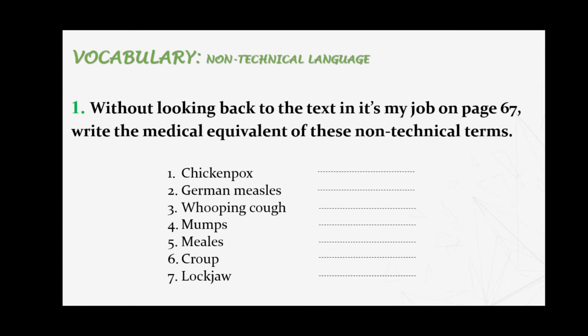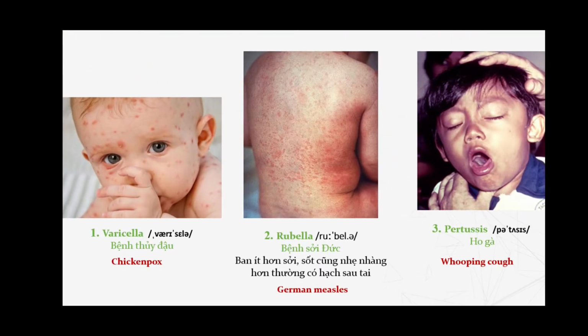Vocabulary, non-technical language. Exercise 1. Without looking back at the text in It's My Job on page 67, write the medical equivalent of these non-technical terms. 1. Varicella, equivalent of chickenpox. Rubella, equivalent of German measles. Pertussis, equivalent of whooping cough.